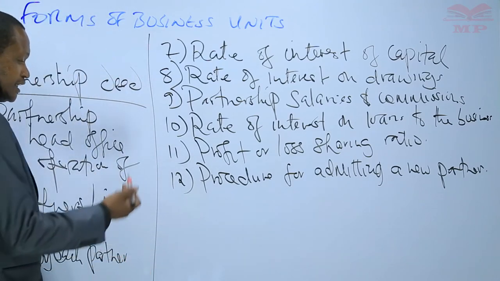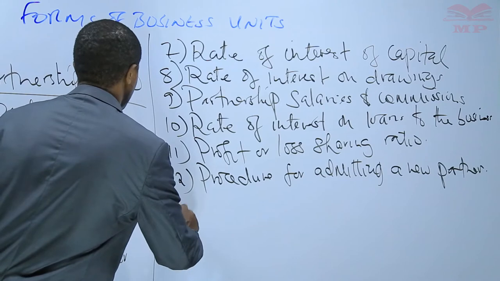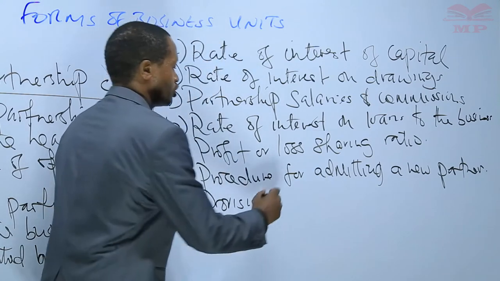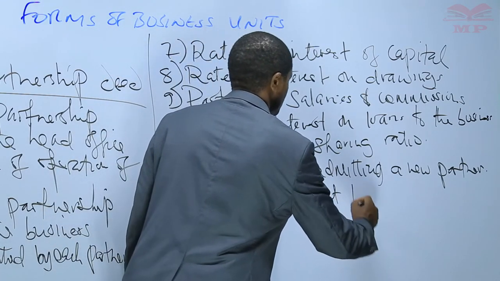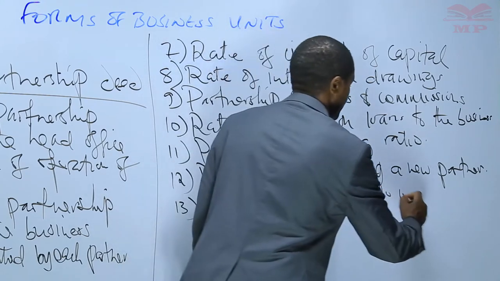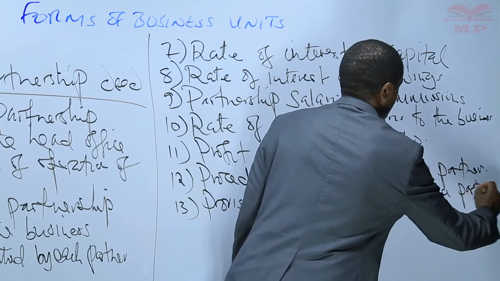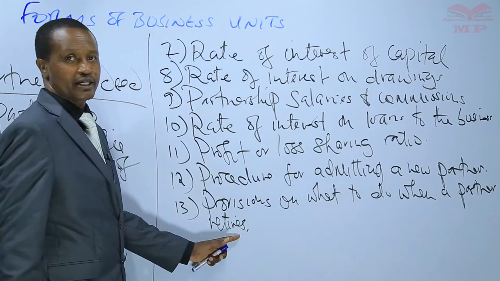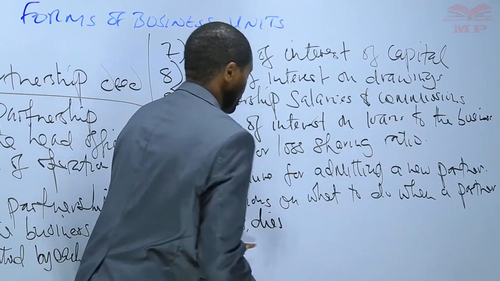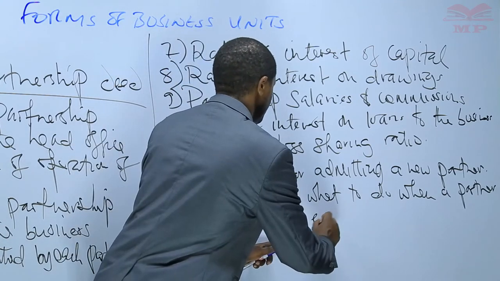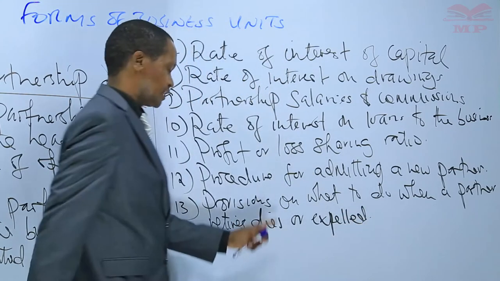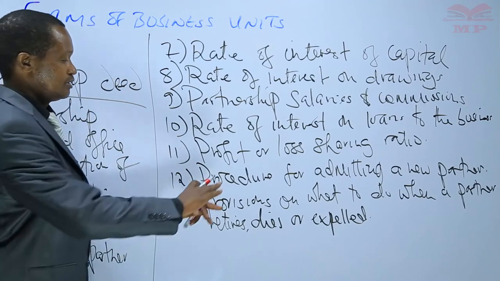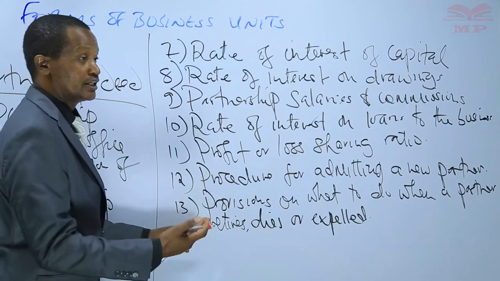Then another item, number 13, is provisions on what to do when a partner retires, or a partner dies, or a partner is expelled. What are the provisions? That has to be agreed in advance, so that when it comes to pass, there are provisions that will be followed in making the changes.